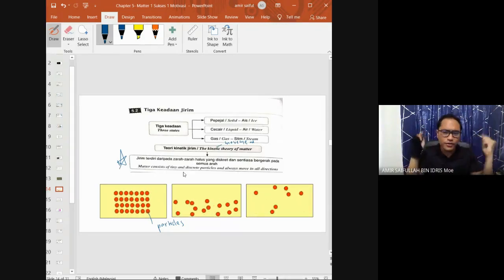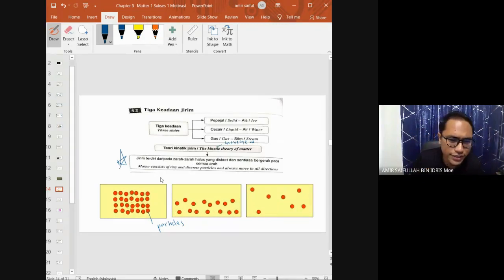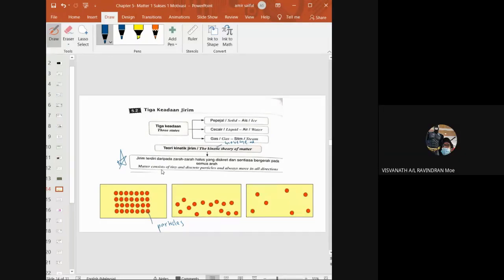Can everyone read together? Everyone open the mic. Read loudly together. Matter consists of tiny and discrete particles and always moves in all directions.